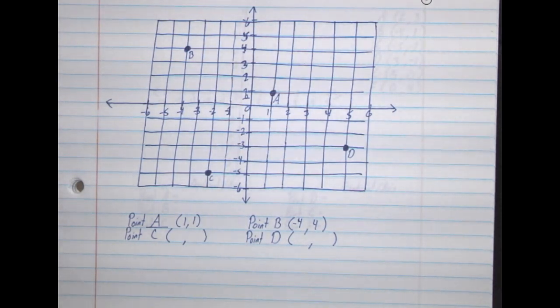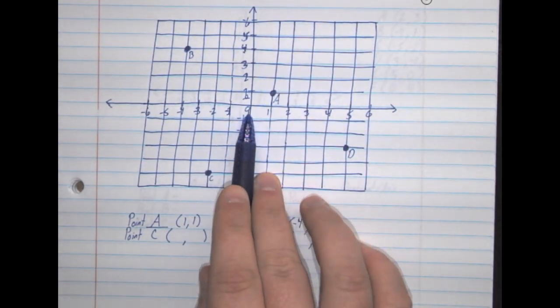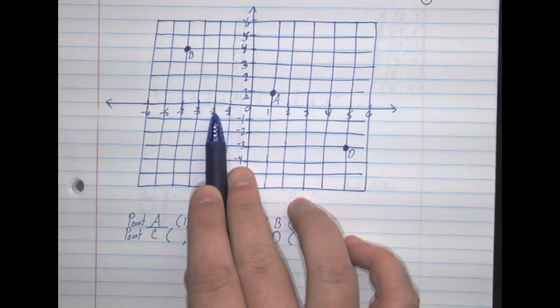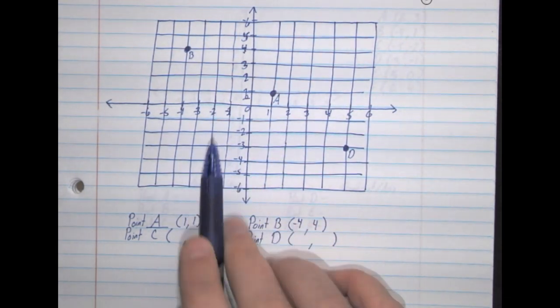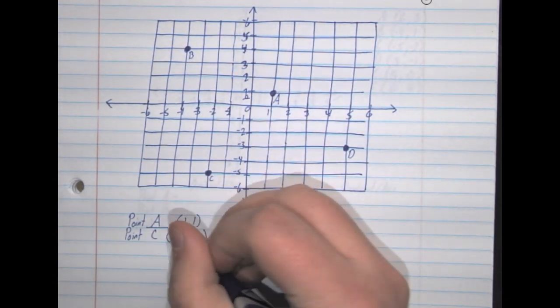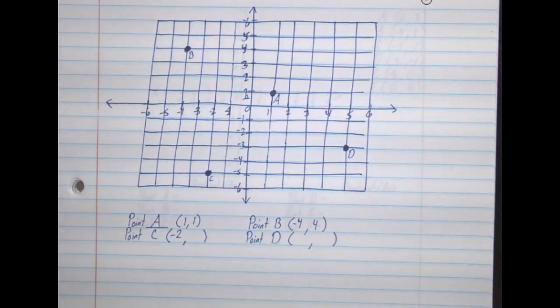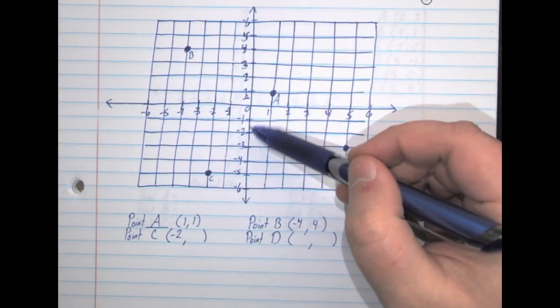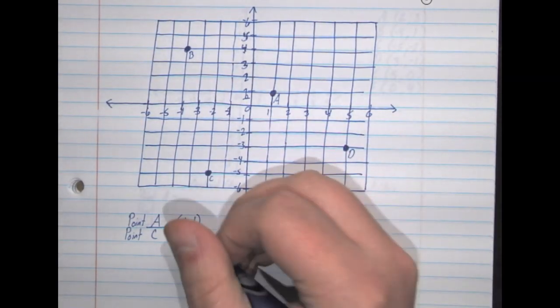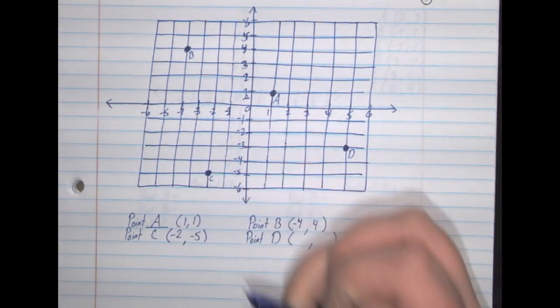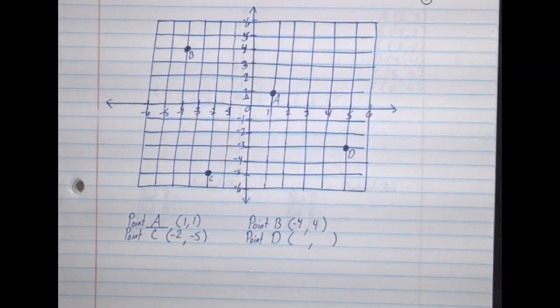Now let's look at point C. How far to the left do we go? Start at 0, 1, 2. So we went over -2. That's going to be our x for point C. Now we're going to go down 1, 2, 3, 4, 5. So our y for point C is -5 because it is 5 units down.